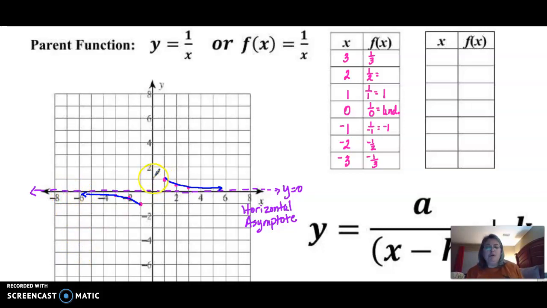Now, let's explore a little bit about what happens in here between 0 and 1. So if we go back to our table, that's why I have another table over here, and let's explore some of those values. Let's do some easy ones, like 1/2.